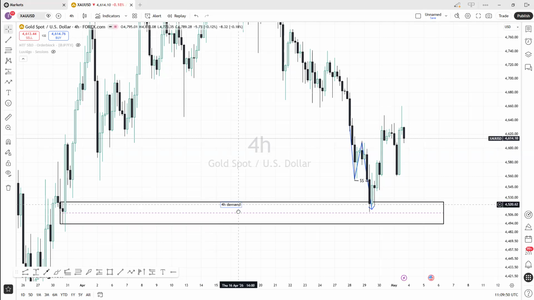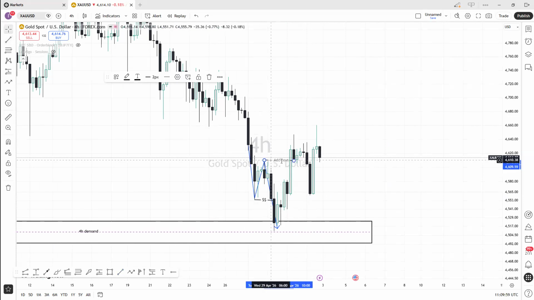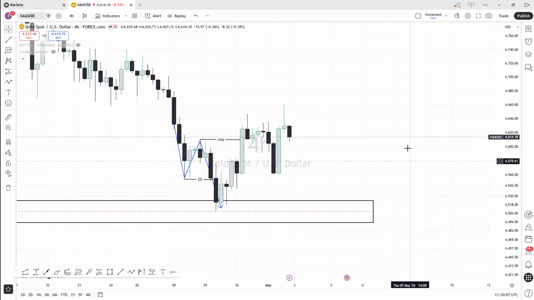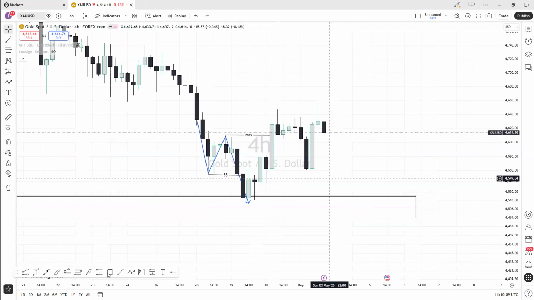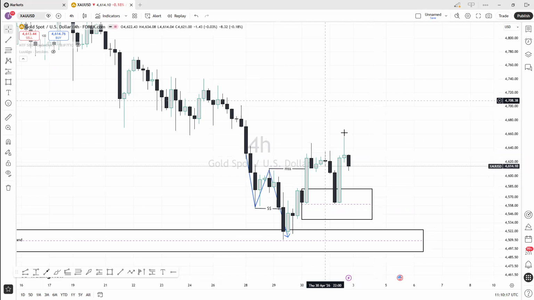A very good reaction from that 4-hour demand. After the reaction, you can see price created a very good market shift here. Very nice market shift structure, a very good structural market shift. So on Friday, we waited for price to retrace back to this higher demand, and then we executed a long position from that area. We hold that position.